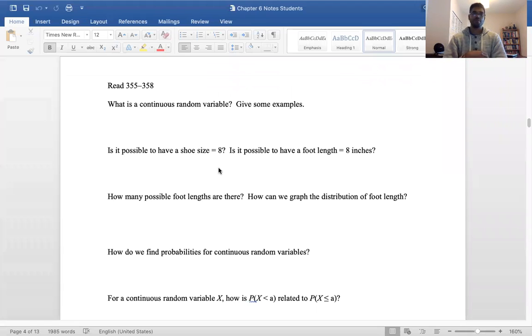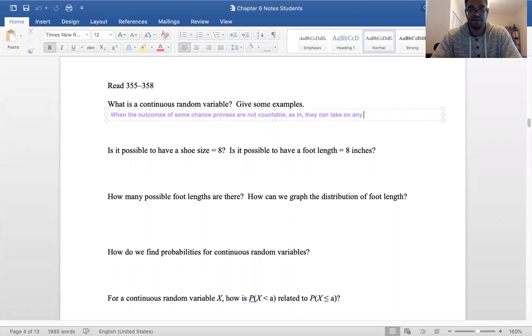All right, what's a continuous random variable? Pretty similar to discrete, just another form of a random variable, except the only thing that changes is now the outcomes are no longer countable. So you have when the outcomes of some chance process are not countable, right, as in they can take on any value.